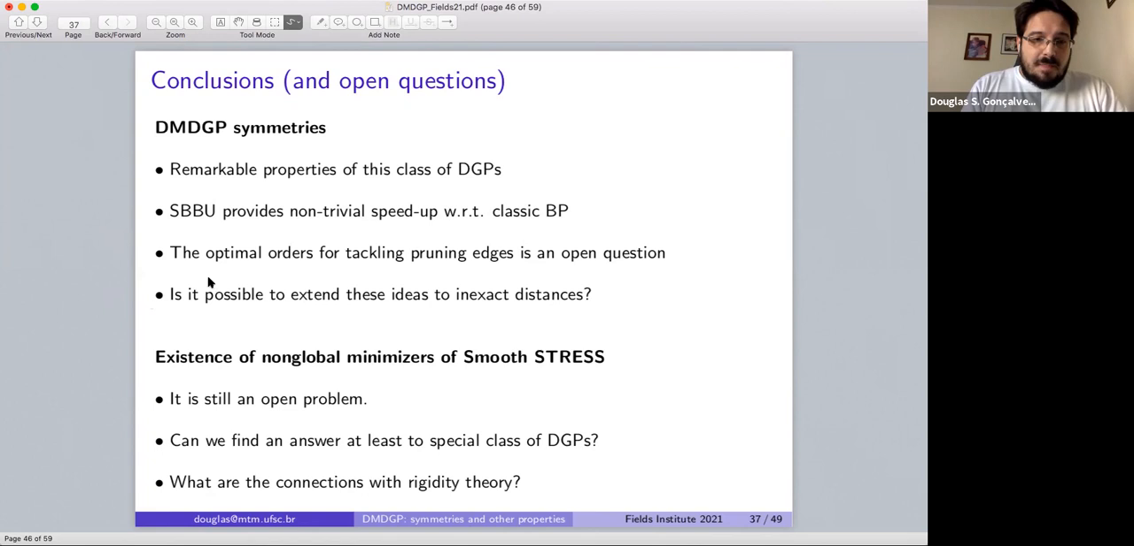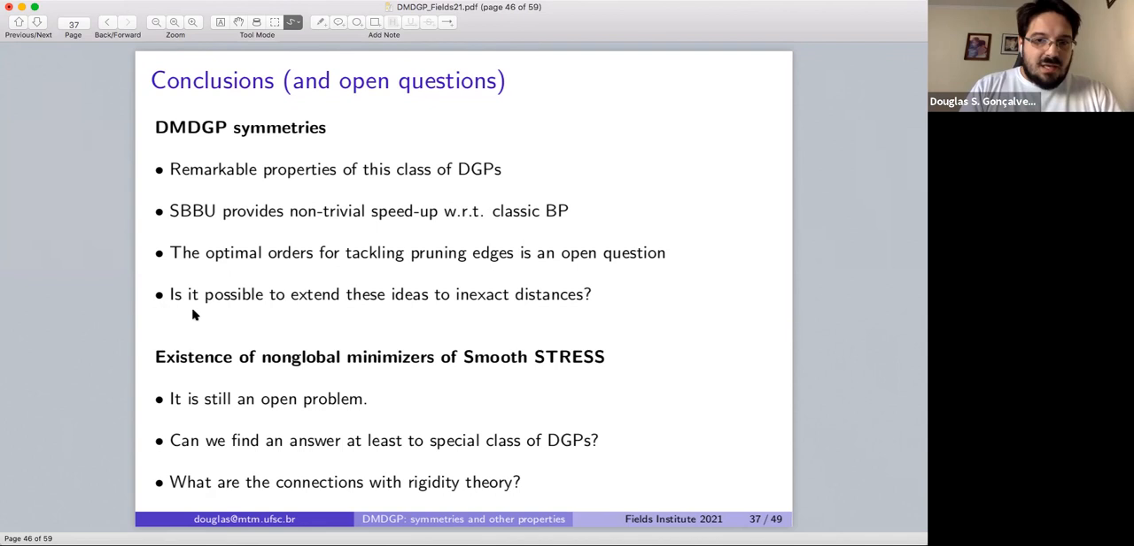The specific order in which the pruning edges should be treated. Here we treated them in, let me remember, in increasing order of i and decreasing order of j. So if you imagine a distance matrix, we treat first the distances that are closer to the diagonal and later the ones that are farther from the diagonal. And of course, a question: is it possible to extend these ideas to treat inexact distances? And we are still working on this topic.